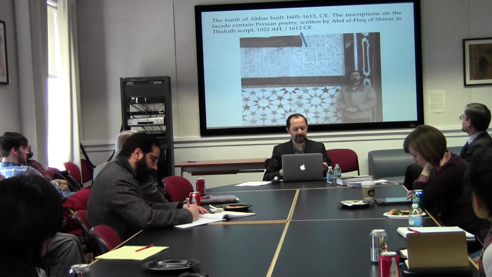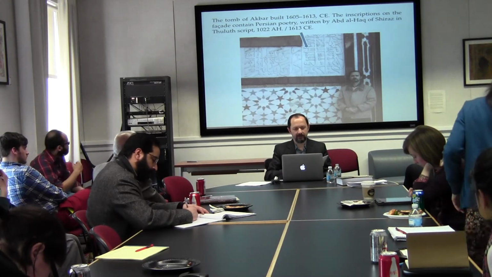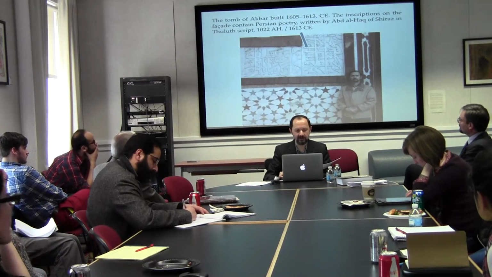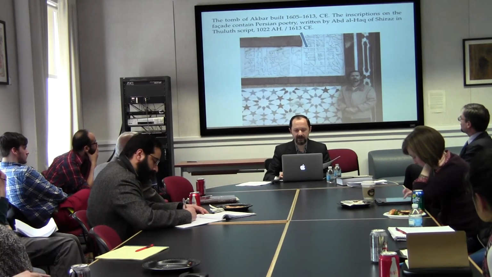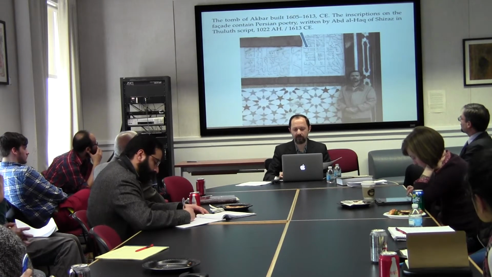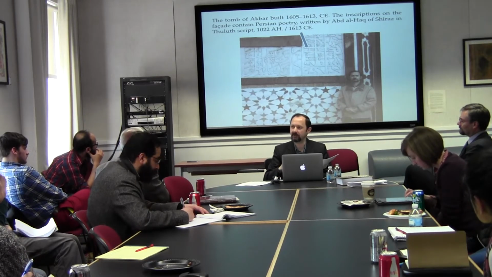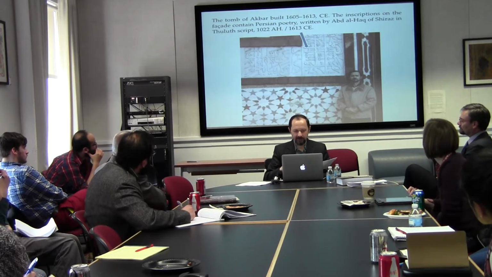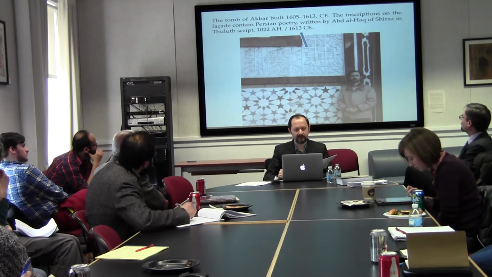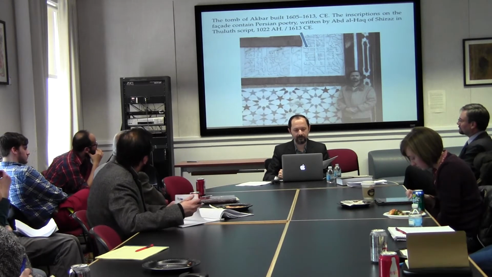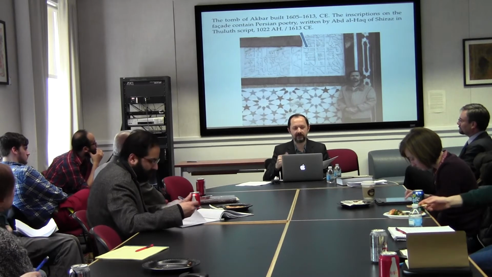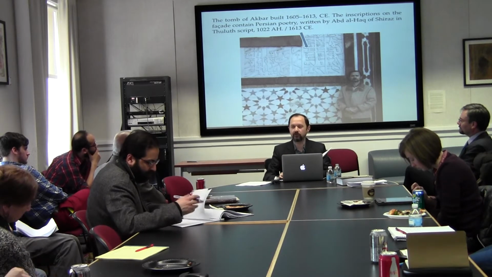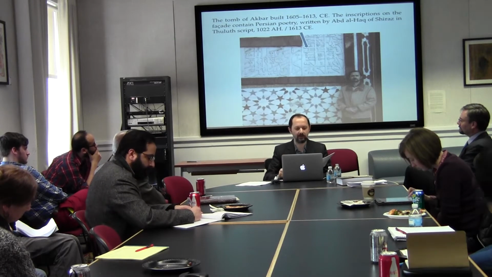The tomb of Akbar was built between these dates. The inscriptions on the facade contain Persian poetry written by Abdul Haq of Shiraz. At this time, his name is Abdul Haq, not Amanat Khan. It's not in the signature as Amanat Khan, in 1613. But after 25 years, in the Taj Mahal inscriptions, he doesn't use Abdul Haq Shirazi, just Amanat Khan.